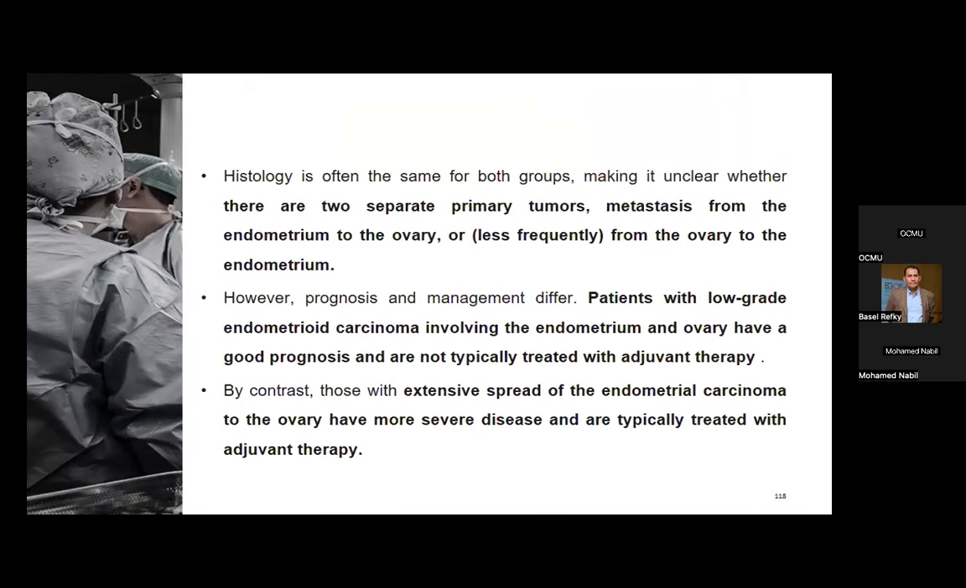Patients with low-grade endometrioid carcinoma involving the endometrium and ovary have a good prognosis and are not typically treated with adjuvant therapy. The patient may go on follow-up. She may not have adjuvant therapy. On the other hand, patients with high-risk, high-grade disease with extensive spread of endometrial carcinoma to the ovary may have more severe disease and are typically treated with adjuvant therapy. So that is a very big difference.